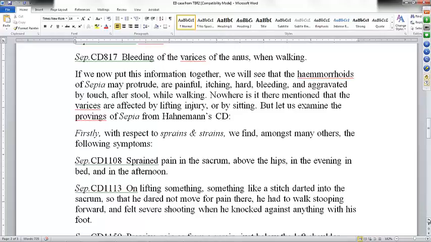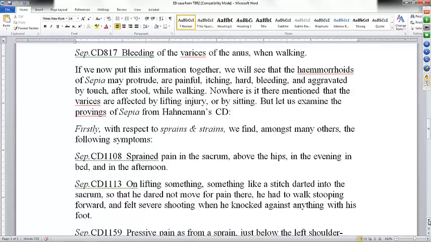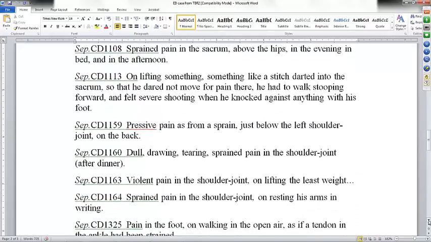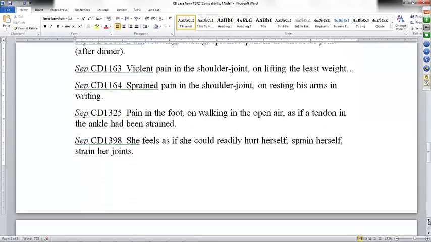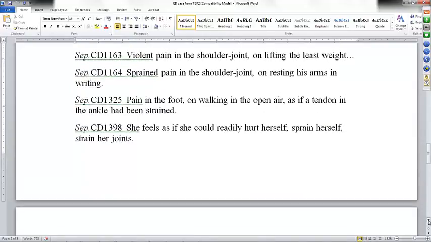Firstly, with respect to strains and sprains, we find, among other things, the following symptoms. And then there's a whole bunch of them, but you can see here the second one, CD1113, on lifting something like a stitch darted into the sacrum so that he dared not move for pain there. He had to walk stooping forward and felt severe shooting when he knocked against anything with his foot. So even though that modality is not for the hemorrhoids, it's there in another part of the body, and Dimitriadis was able to reconstruct that and come up with a remedy which was not ever seen to have that modality for that particular area of the body. And this just further confirms this type of information. So you can see this is exactly how this particular repertory works.